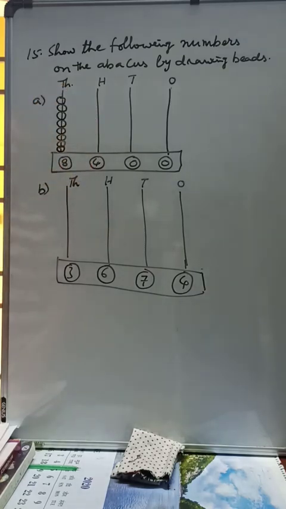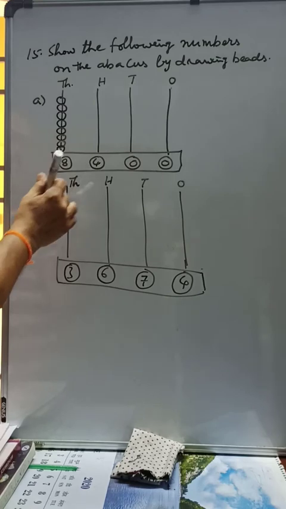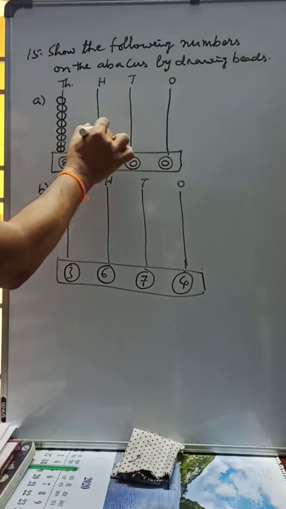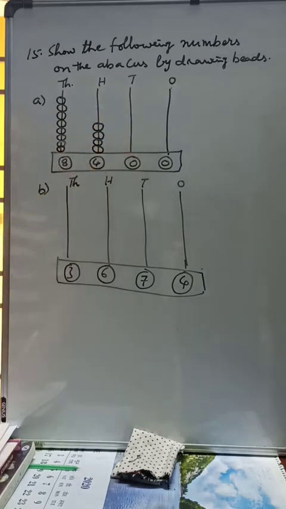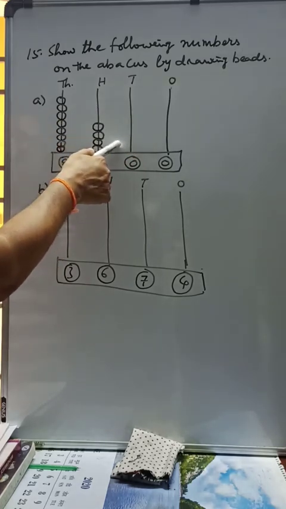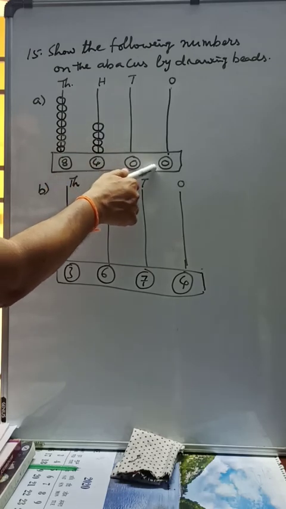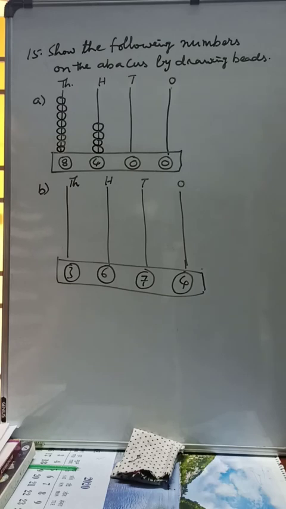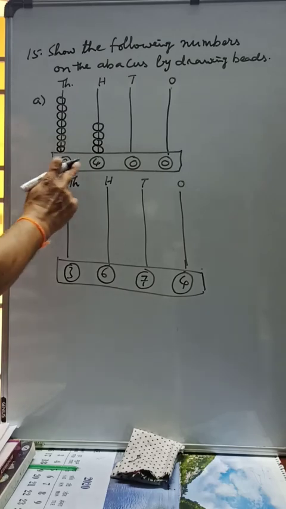8 beads are there. In the hundreds place 4 is there. So draw 4 beads. 1, 2, 3 and 4. In tens place we have 0. So no beads we have to draw in the tens place. Similarly in ones place also 0 is there. So no beads we have to draw in the ones place. So the number formed is 8400.